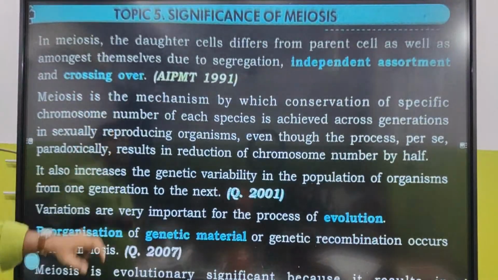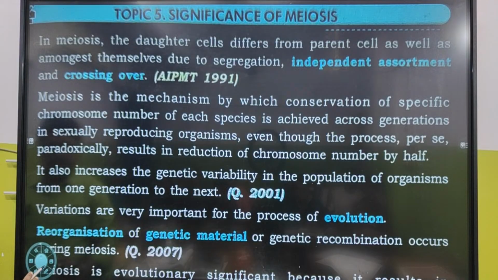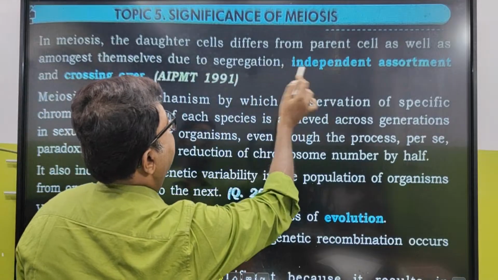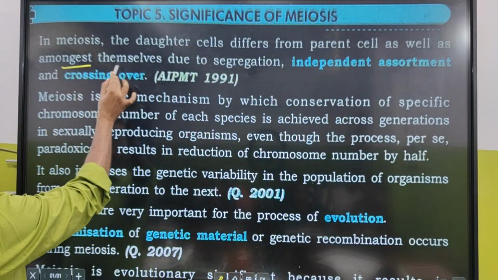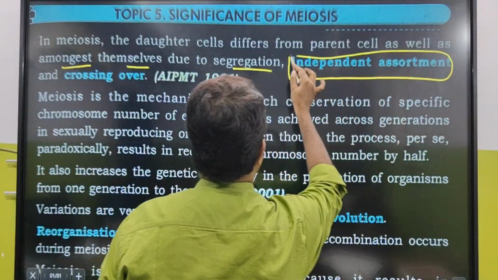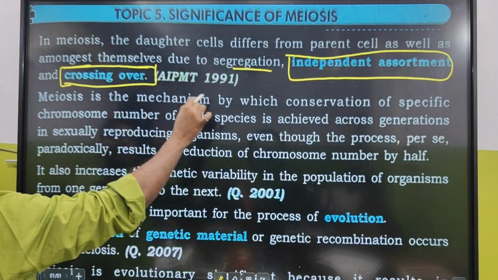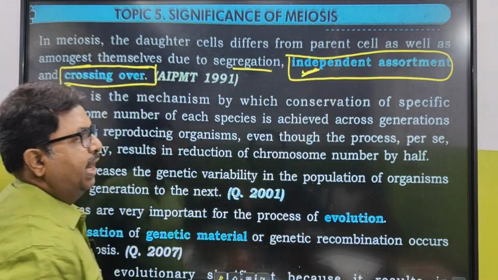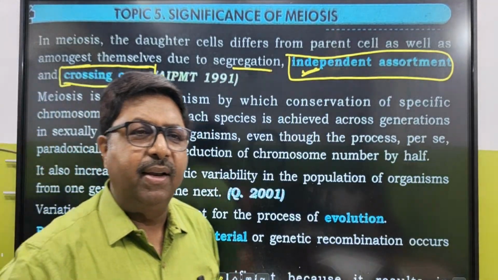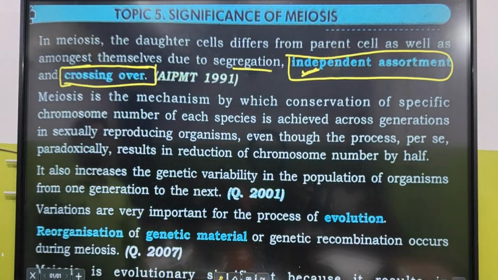What is the significance of meiosis? Look where it is written: decrease in the chromosome number. In meiosis, the daughter cells differ from the parent cell as well as amongst themselves due to the segregation of, it's called independent assortment. What do we call this? Independent assortment and crossing over. I think you have heard about independent assortment where? In genetics. What is the law? Which Mendelian law is independent assortment? Third law. Law of independent assortment.